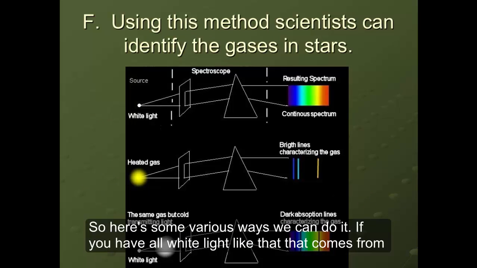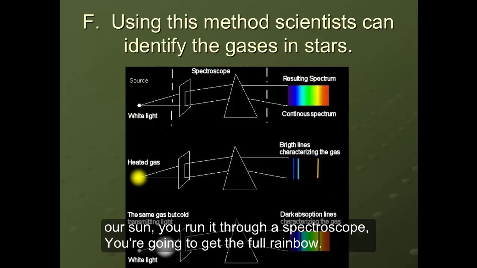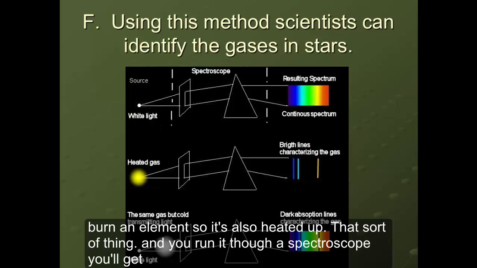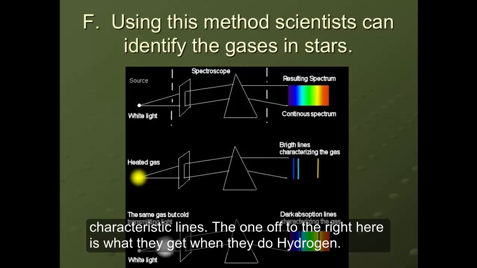So here are various ways we can do it. If you have white light, like that which comes from our sun, and you run it through a spectroscope, you're going to get the full rainbow. If you heat up a gas, or you burn an element so that it's also heated up, and you run it through a spectroscope, you'll get characteristic lines. The one off to the right here is what they get when they do hydrogen.